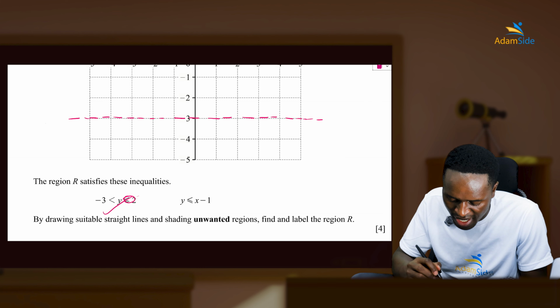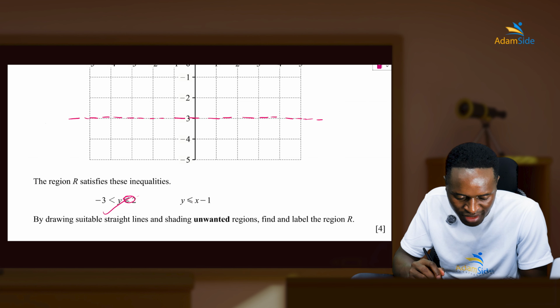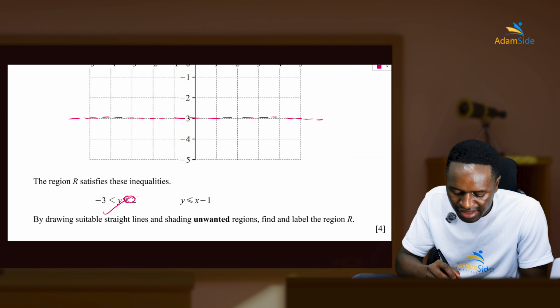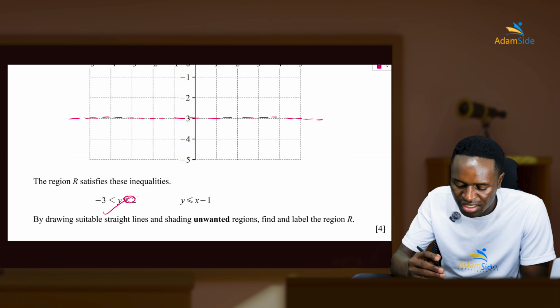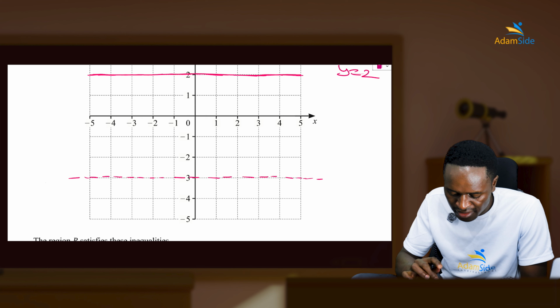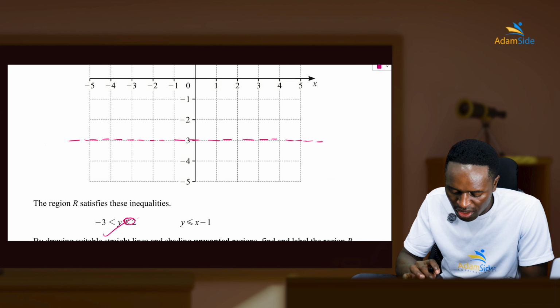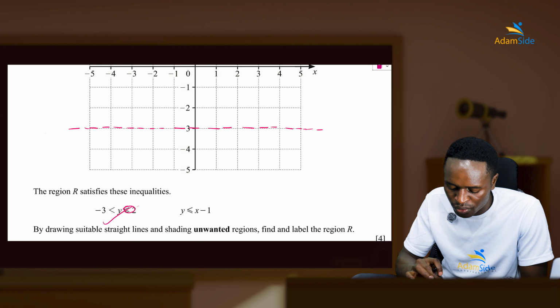So we say -3 is less than y, which means this region. And then we say y is less than or equal to x minus 1.